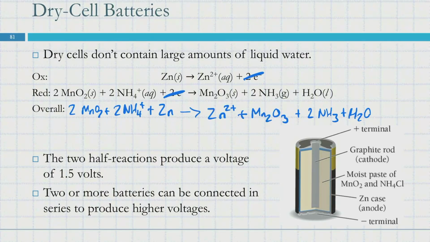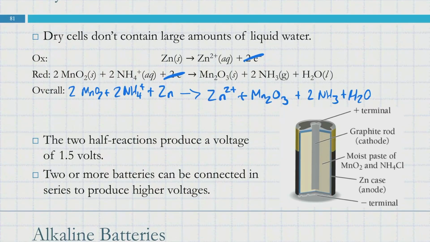That would be our overall reaction. I'm just assuming that we can combine those things. So the way that it works is you squeeze in a paste of the MnO2 and the ammonium chloride.